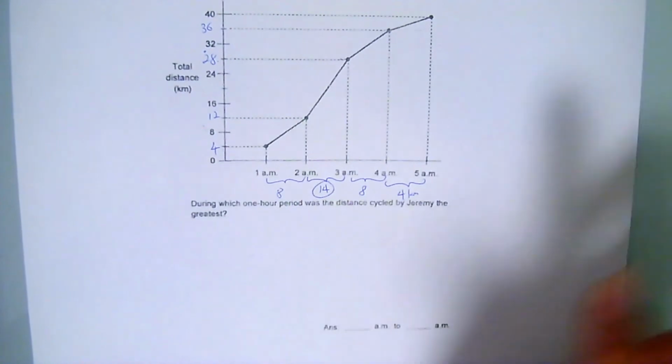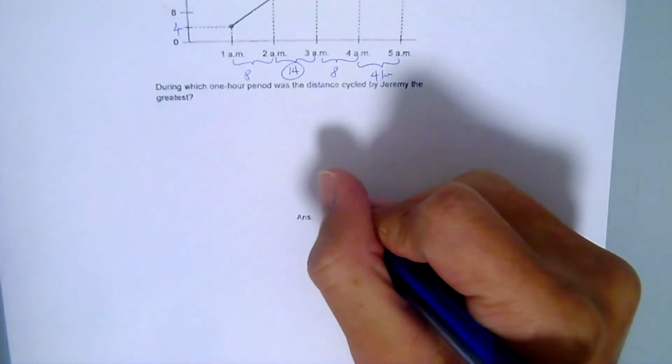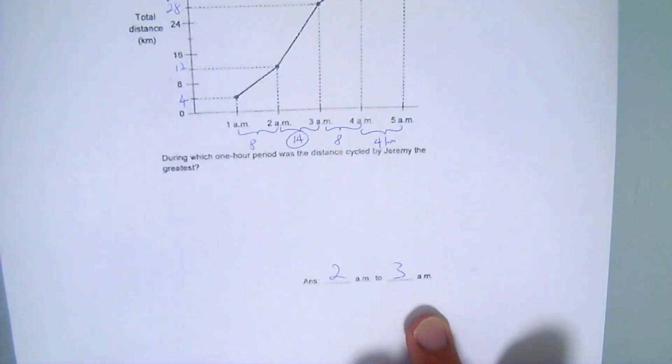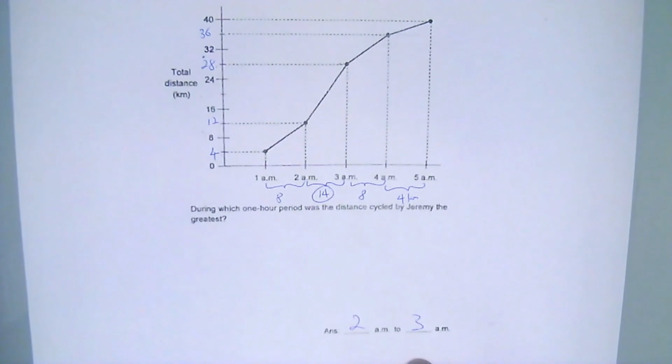So it is 2 a.m. to 3 a.m. Remember to get it right, 2 a.m. to 3 a.m. That's actually the answer. Do not just do your working and never write the answer, you will not be awarded any marks. Okay, done. Simple.